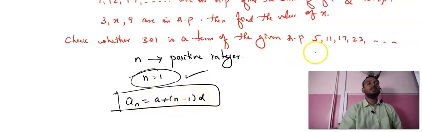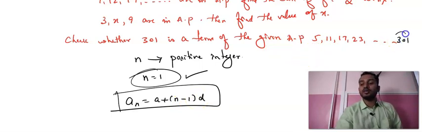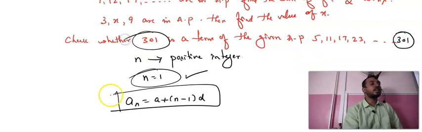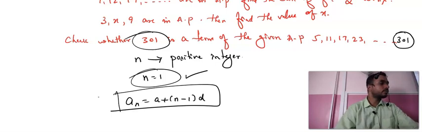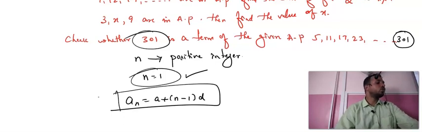And here, last term which you have to consider, we have to assume 301 as the nth term. Check whether 301 exists or not. So, you have to assume 301 here as nth term and check whether it appears or not. Got it? And last 2 topics related to 2 marks in this chapter.